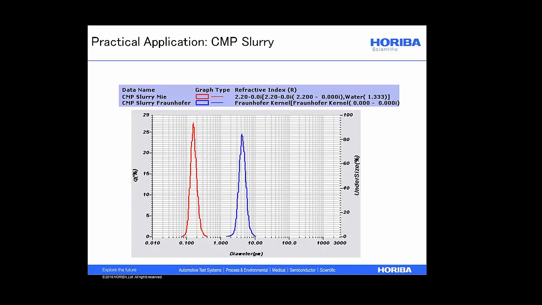As I move down in size, if I have a CMP slurry for polishing wafers, for making computer chips and the like, then I expect sizes in the nanometer range. But if I treat my data with Fraunhofer, I might see a size of 1, 2, 3, 4 microns in blue rather than the expected 150 nanometers in red. Again, big difference. If you see 4 microns, you're going to panic and shut everything down to figure out what went wrong.